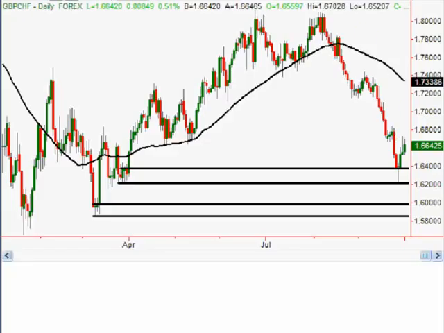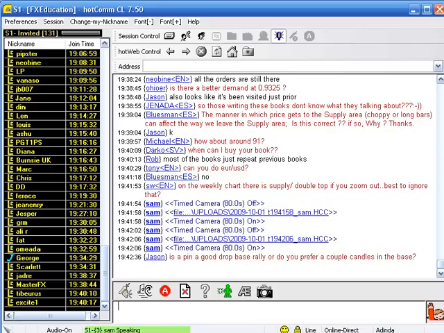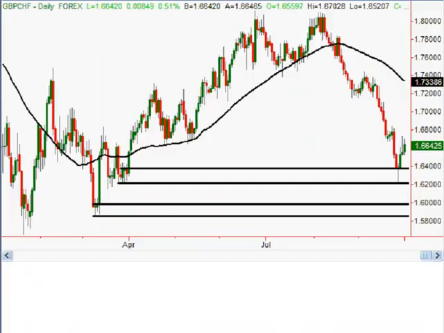Okay, all right, let me make sure I'm keeping up with these. Yeah, Rob, I agree. Most books repeat previous books.